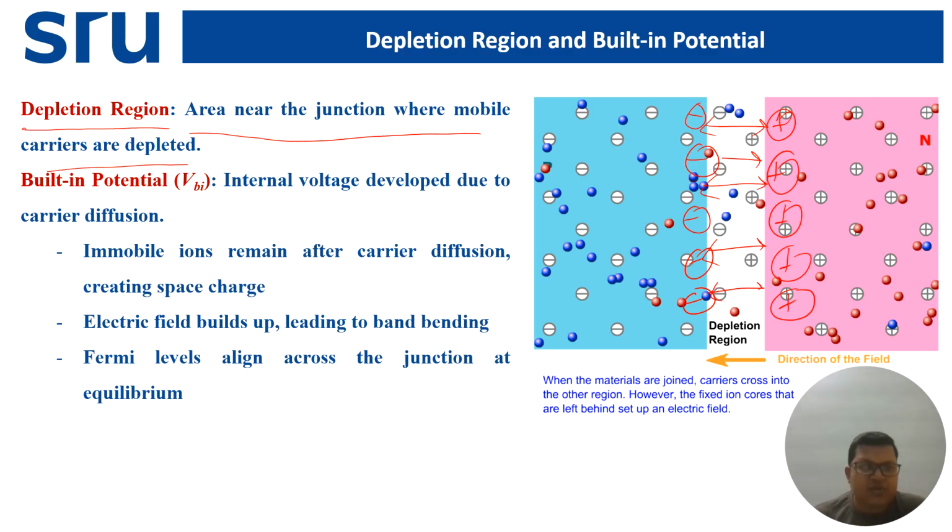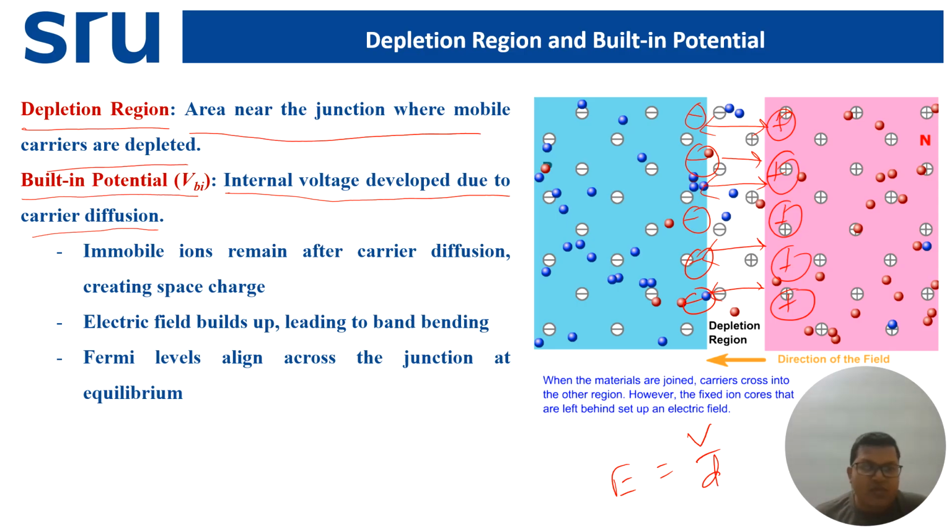Now what is the built-in potential? Okay, now we'll try to understand another important factor for the PN junction. What is the built-in potential? It is the internal voltage developed due to carrier diffusion. Due to this carrier diffusion, the internal electric field is built up, and because of that, a potential is also built up. Because we know E is equal to V by d, where d is the width.